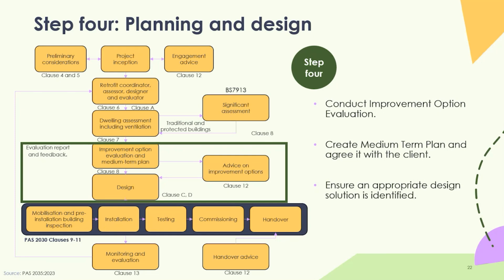The medium-term improvement plan, as I say, would give you the staged approach going forward, the different measures that you might do at different stages depending on financing, etc. Also ensuring that appropriate design solutions are identified. That, as I say, is very much based on who your residents are, are they vulnerable, elderly, young families, maybe other health conditions, etc.